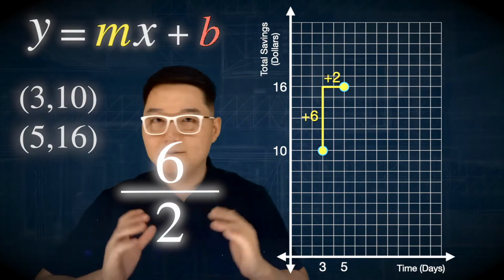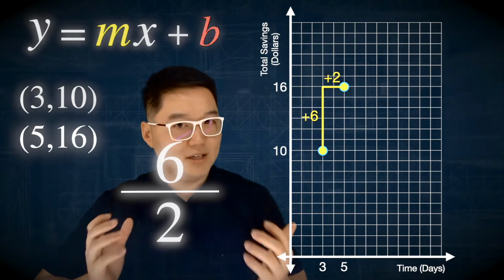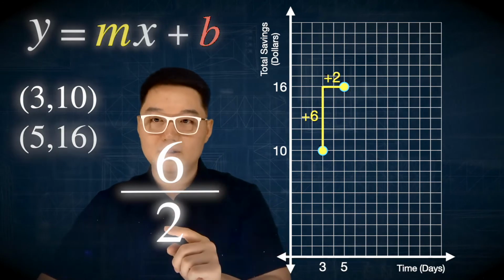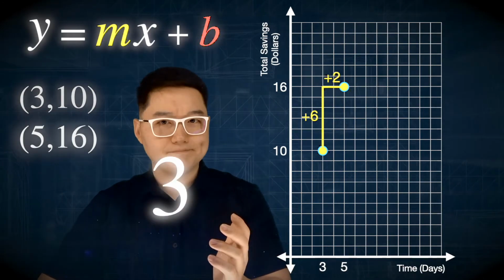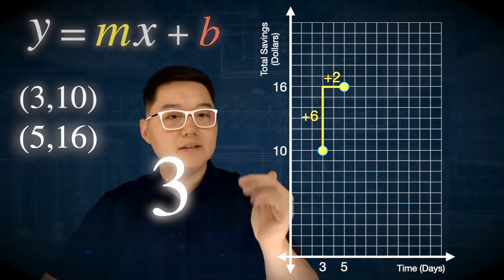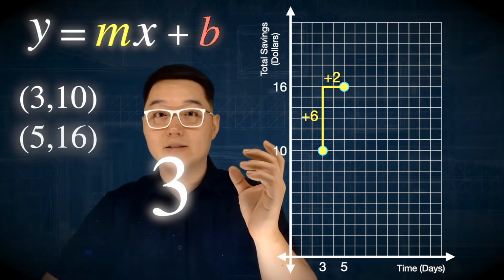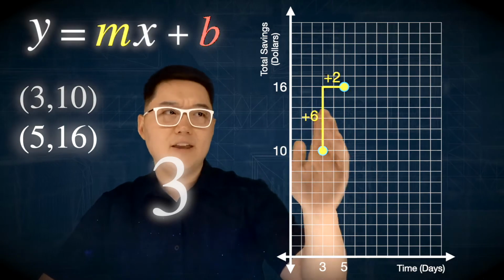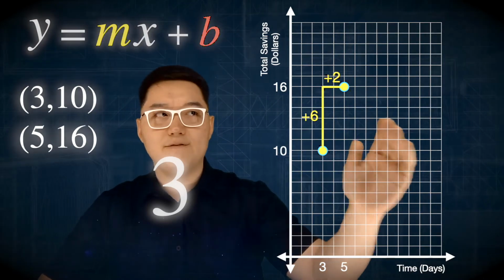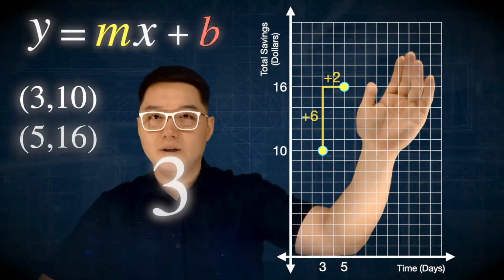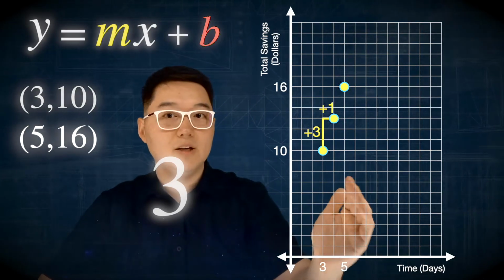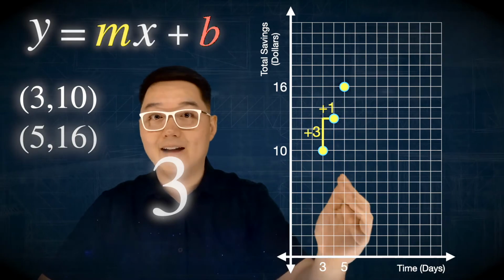But can't we simplify that to figure out how much money you gain per day? Absolutely. Well, 6 divided by 2 is just 3. So that means you gain $3 per day, which makes sense because if on day 3 you have $10 and day 5 you have $16, then on day 4, right in between, you probably are at $13.